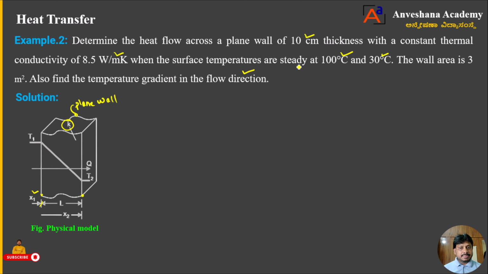Now, when the surface temperatures are steady, that means heat is flowing in this particular problem. You can see here, heat is flowing in this direction from left to right. That heat transfer is represented by the notation Q. The high temperature region we mark as T1, and the low temperature region we mark as T2. He has given 100 degrees Celsius for the high temperature region, that is T1, on the left side, and one more temperature, T2, 30 degrees Celsius. This is the given data.